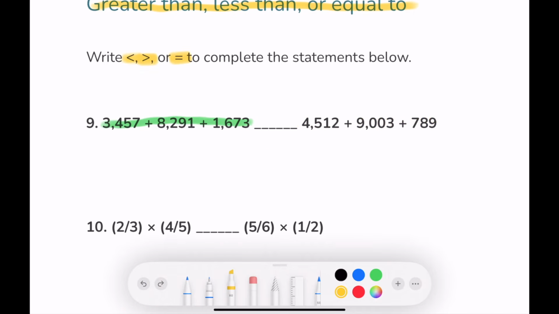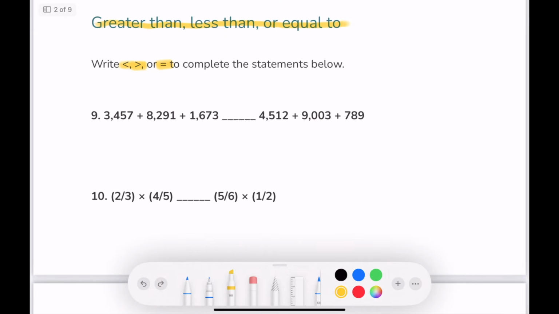All right, so again, I am going to begin by writing the larger number up top, which is 8,291.